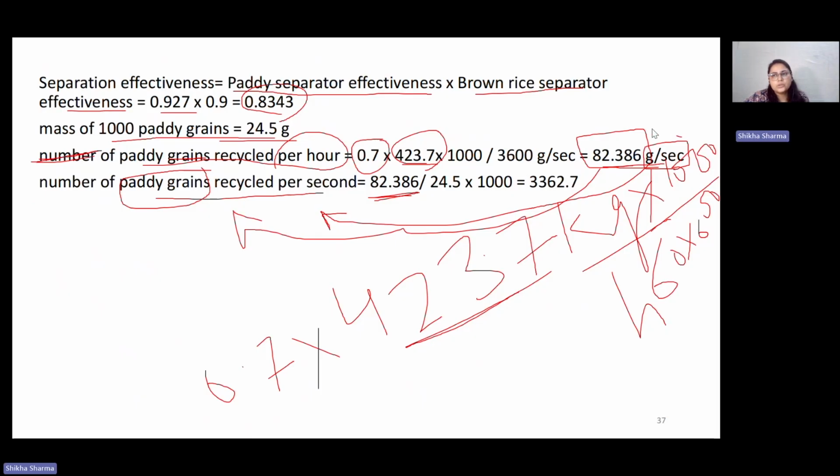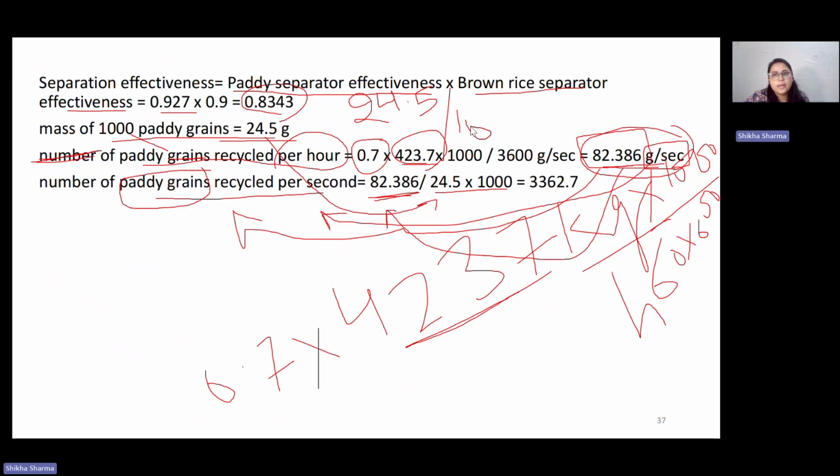So this is the paddy rate which we are getting. 82.386 gram per second is the rate of the paddy. Now we can divide this by the mass of one grain, which is 2.5, and multiply by 1000. So basically this is for one paddy grain, the mass is this.